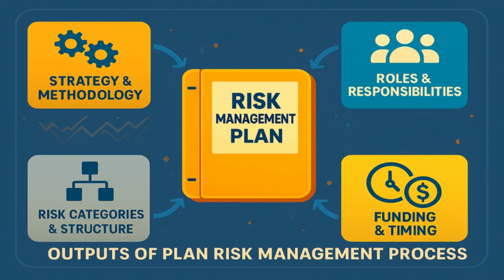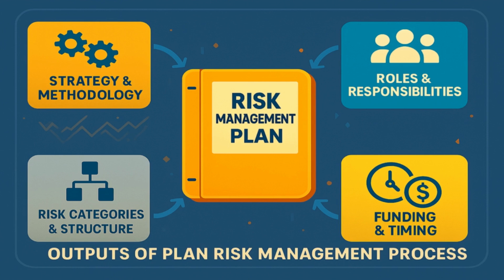It then establishes our risk categories and a risk breakdown structure, RBS. This is our filing system for uncertainty. By organizing potential risks into logical groups like technical, external, or logistical, we stop risks from falling through the cracks. We make the unknown manageable.